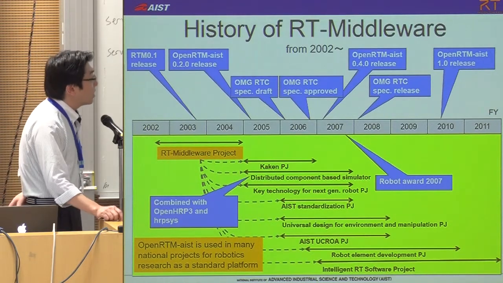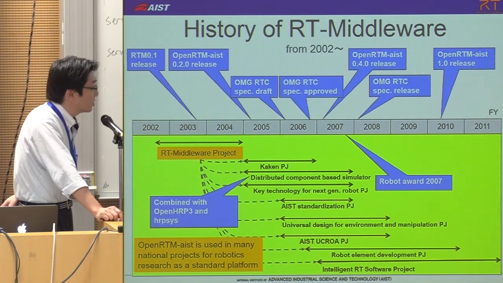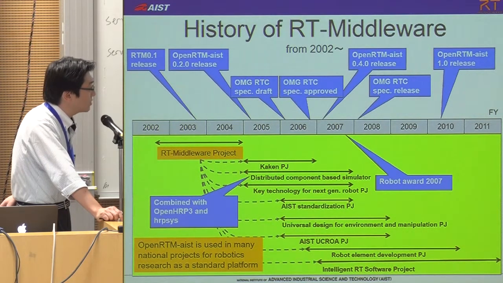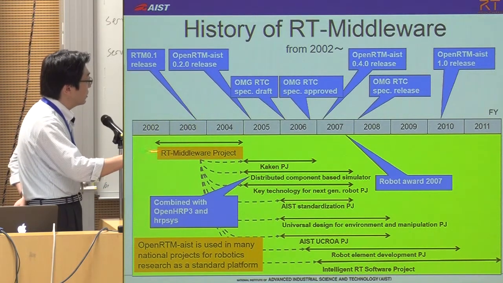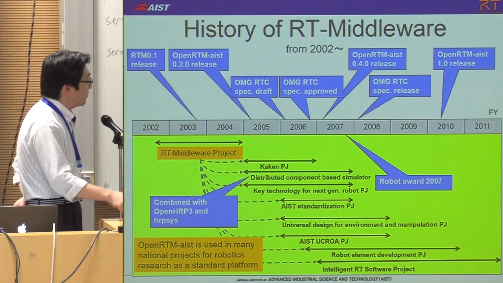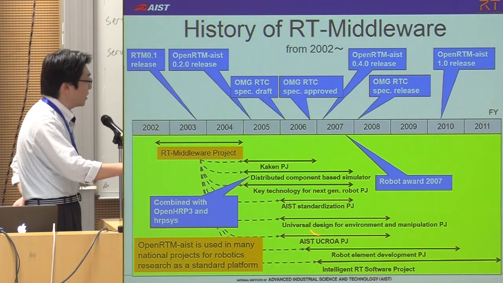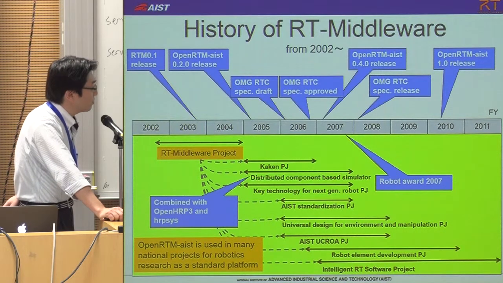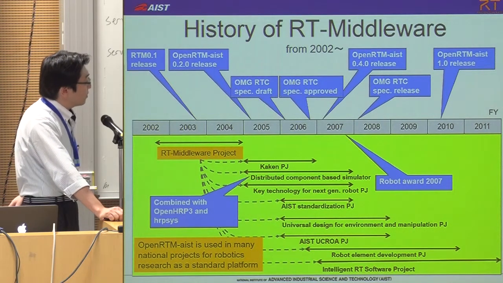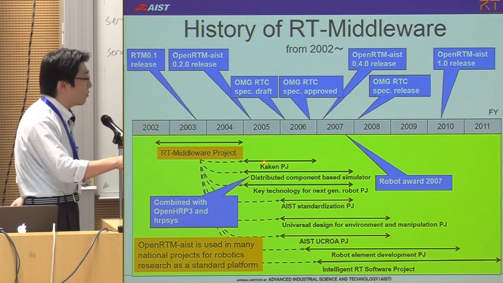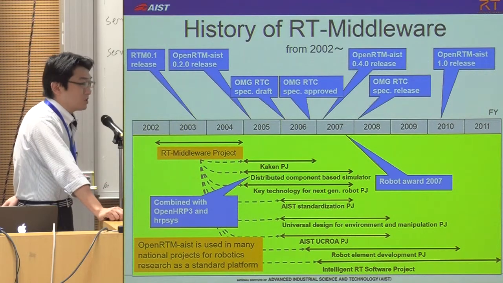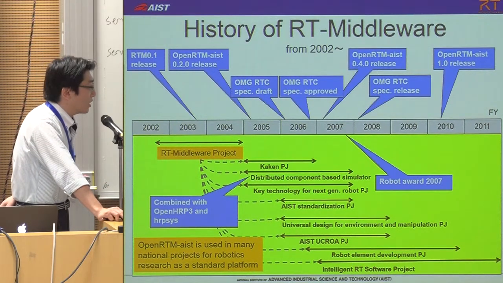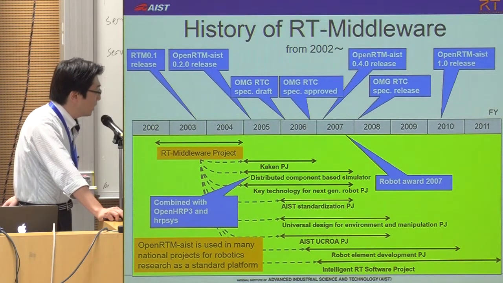So this is a history of our project. The RT middleware project started in 2002, and we had a three-year project at first. And then we had a lot of projects related to RT middleware and robot systems. And we also standardized our middleware specification in OMG, the Object Management Group. This is a kind of standardization body in the United States.